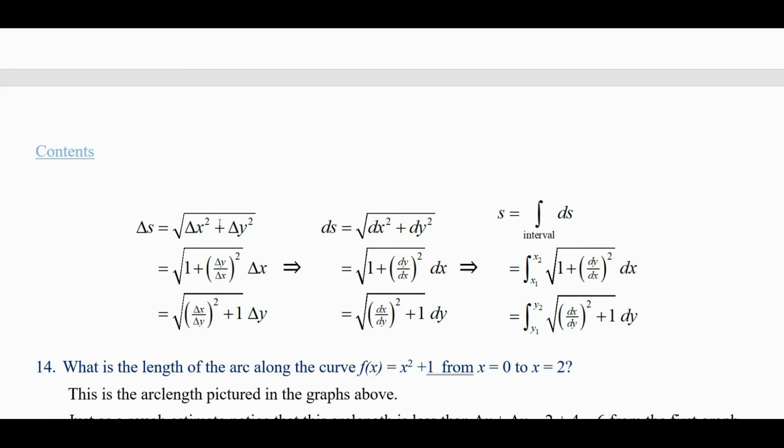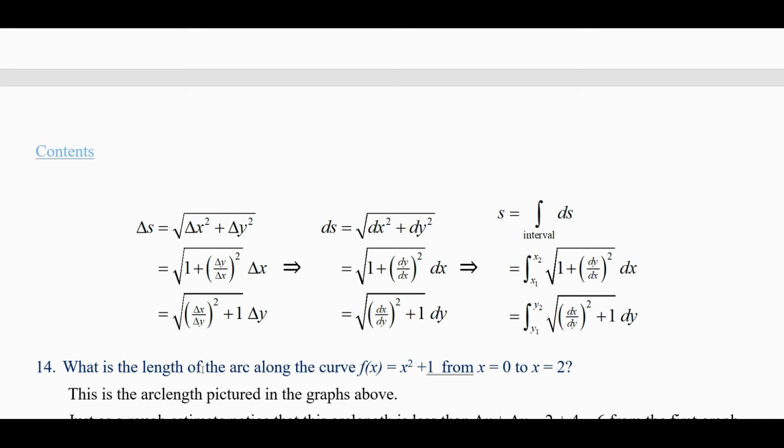And so the s is the sum of those, which becomes an integral. It's an integral over that interval of ds, and we'll write it this way if y is a function of x. So then notice dy over dx is just the first derivative of y with respect to x, and we're integrating over x values. On the other hand, if you can get x as a function of y, you could use this version, integrating with respect to y, and dx over dy is the derivative in the other direction.